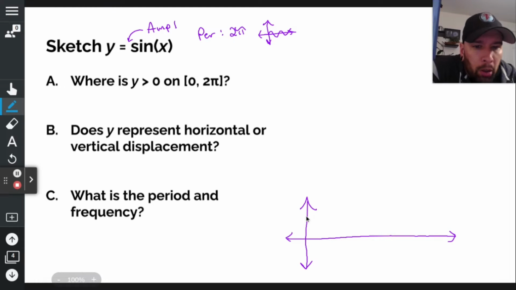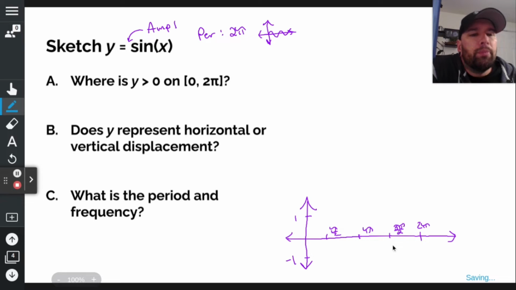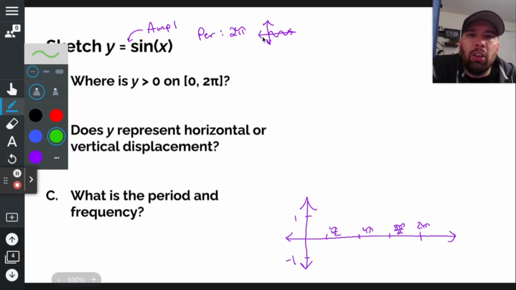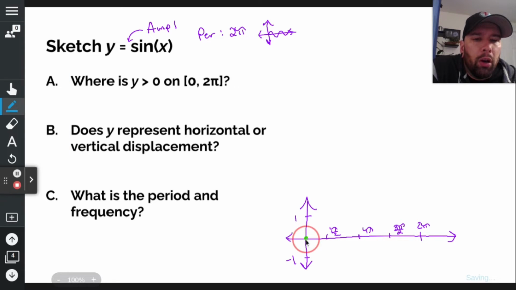All right, so I'm going to go up to 1, down to -1. It's going to repeat at 2 pi. So I'll put pi here, half a pi here, and 3/4 of a pi here. Sine starts at 0, 0, and repeats at 2 pi. So it's going to go up, peak out at pi over 2, come back down at pi, bottom out at 3 pi over 2, and repeat.